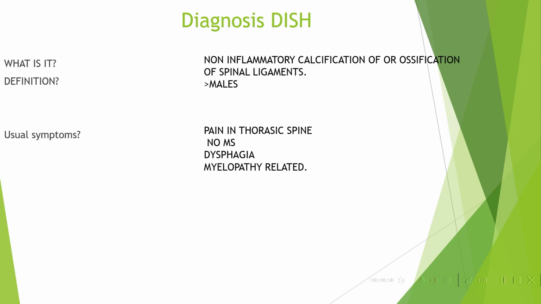Usually the symptoms would be pain in the thoracic spine, dysphagia, and morning stiffness. No, no morning stiffness. Morning stiffness, if present, may suggest ankylosing spondylitis, mainly in a middle-aged male. Morning stiffness indicates an inflammatory disease, not DISH. Dysphagia and myelopathy. How do you get dysphagia in these patients? Dysphagia can be due to compression of the esophagus by the calcified ligament.